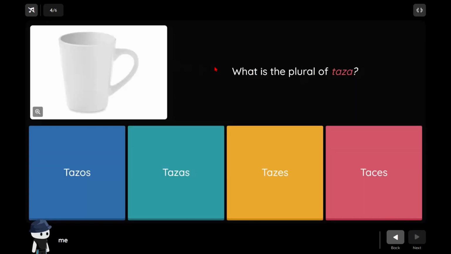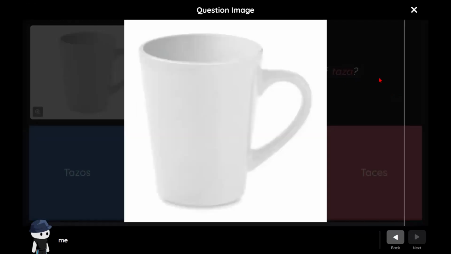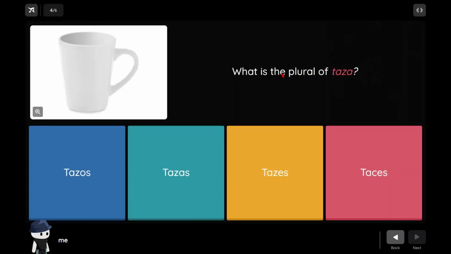All right, so taking a pause here, what is the plural of taza? Now, taza, as you can see from this picture, is cup, specifically mug. It's usually used for a mug that usually has some kind of handle, made out of ceramic or glass, something like that. That's the type of cup that I usually see. Okay, so the question is, what is the plural of this word?